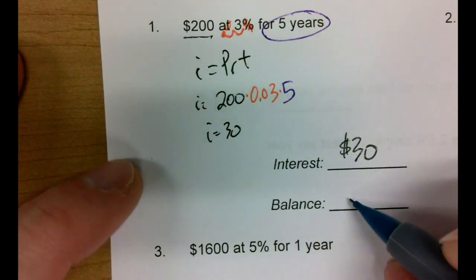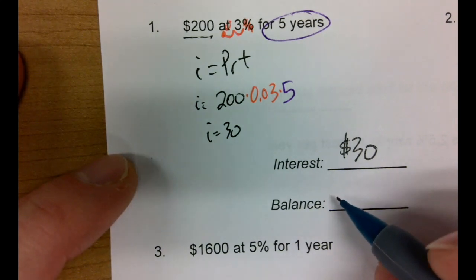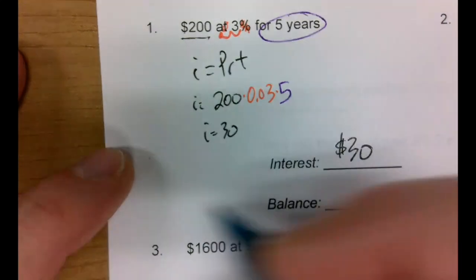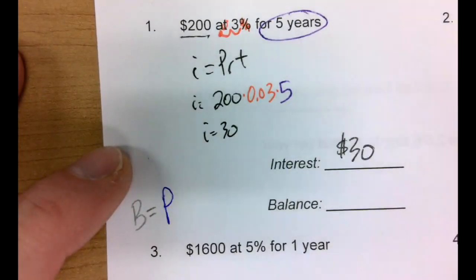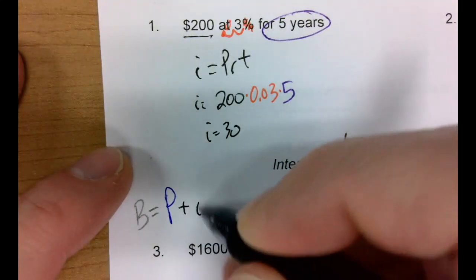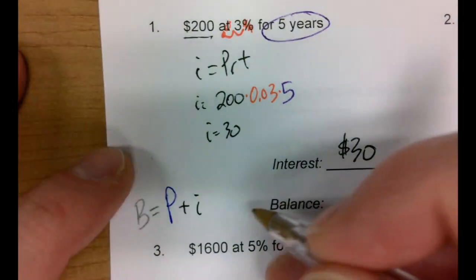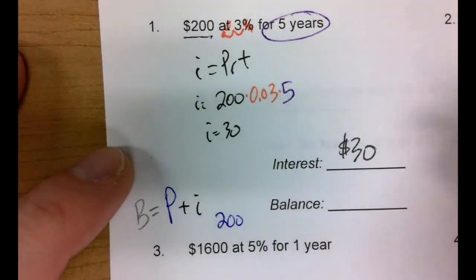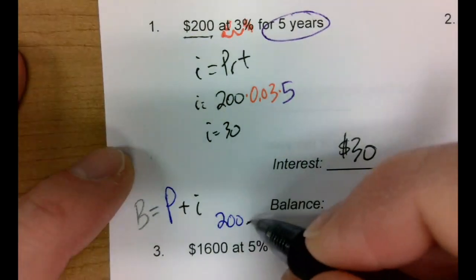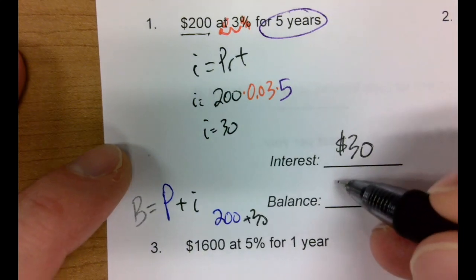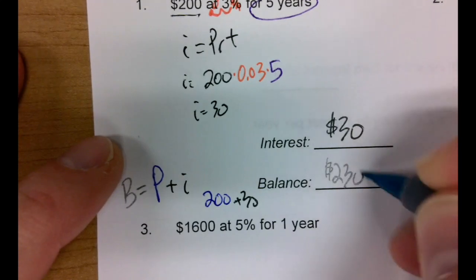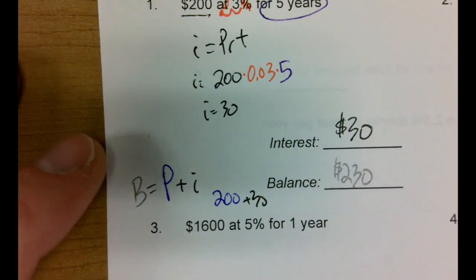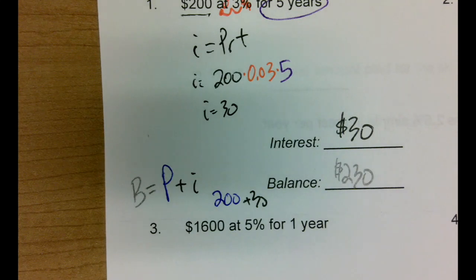Now it says, what's the balance of the account? What's the balance going to be after the 5 years? Remember, your balance is just the principal, the amount of money you started with, plus your interest. So we're just going to take that $200 that we started with and add it to the 30. I know that's mental math we can do, but please write it out so that way we can remember that this balance is going to come out to be $230, the amount of money you'll have at the end of 5 years, or the amount of money you will have paid back after the 5 years.